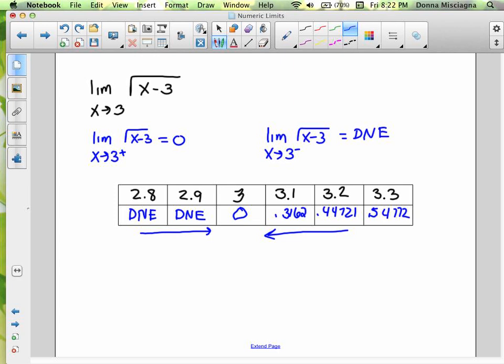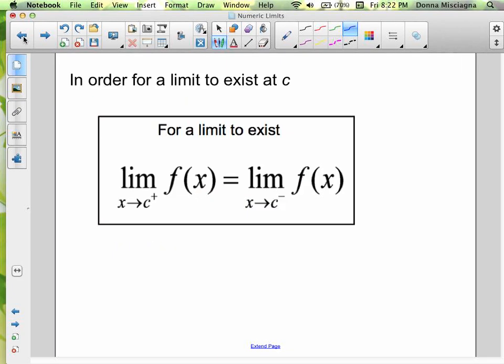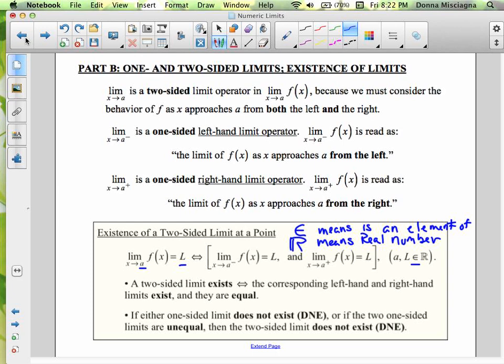Does the limit of the square root of x minus 3 as x approaches 3 exist? Well, let's take a look. From the right-hand side it exists, but from the left-hand side it doesn't exist. And if we go back to our definition in the previous podcast, if either one-sided limit does not exist, then the two-sided limit does not exist.